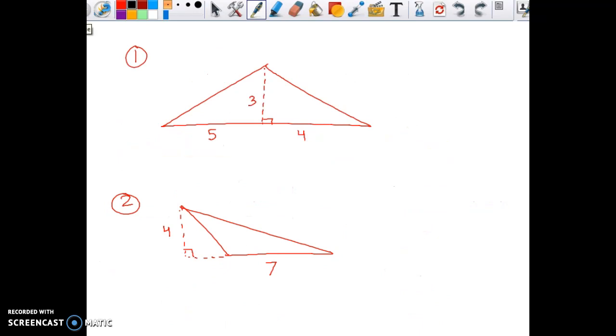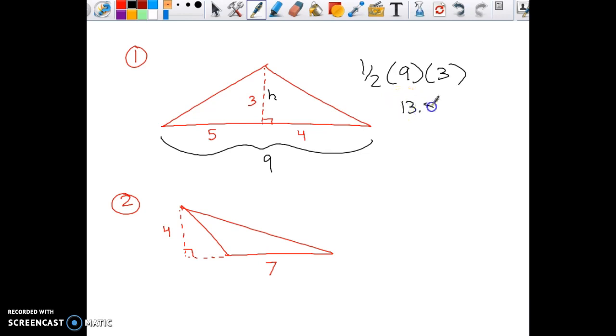Okay, so our first example, when I look at this, I need to think about which formula I want to use. Well, notice that there's a 90-degree angle, so that means I know the height, and I can add all of this up to get the base. So I want to use 1/2 base times height. Half of 27 is 13.5. And then when you're talking about area, you always say units squared. If you actually know that it's feet, then feet squared.